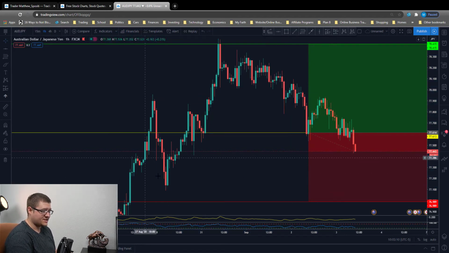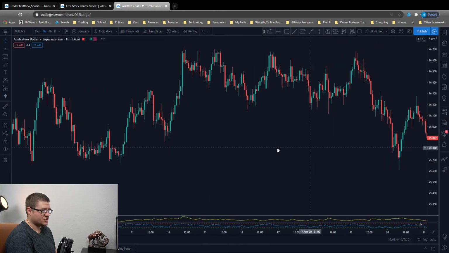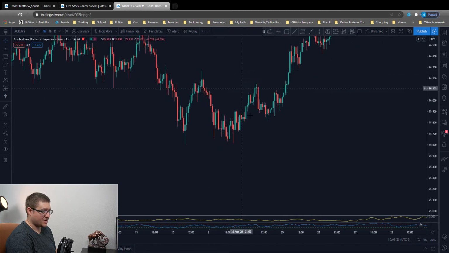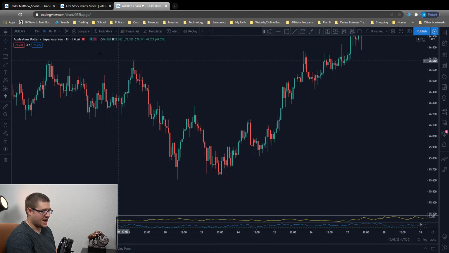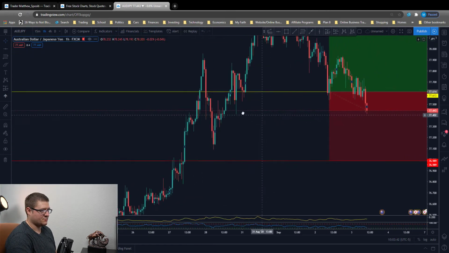Now, is this a major structure level? Well, let's be honest. Scroll back and see. No, the major structure level is here. This is the major structure level. We came up here, made a new higher close, a new structure high, consolidated sideways, retraced, consolidated again, and then we continued the trend. Because of how large this retracement was, I would consider this to be more of a major structure level than this structure level right here.